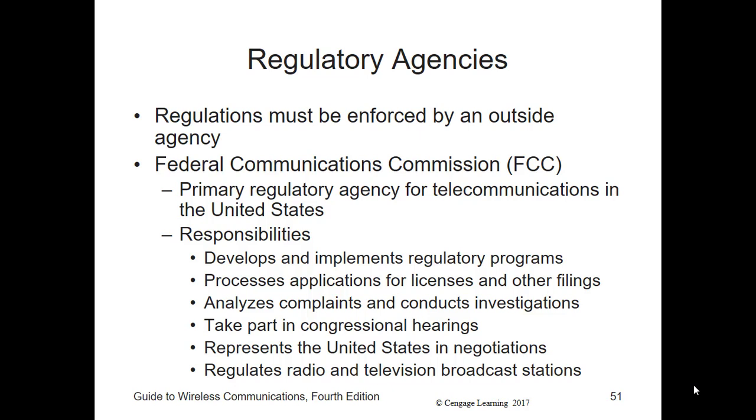The FCC's responsibilities are very broad. So in addition to developing and implementing regulatory programs, it processes applications for licenses to use a particular frequency or band, and similar filings, analyzes complaints, conducts investigations, and takes part in congressional hearings. It also represents the United States in negotiations with foreign nations about telecommunications issues. It plays an important role in wireless communications. It regulates radio and television broadcast stations, as well as cable and satellite stations. It oversees the licensing, compliance, and implementation and other aspects of cellular telephones, pagers, two-way radios, and so on.